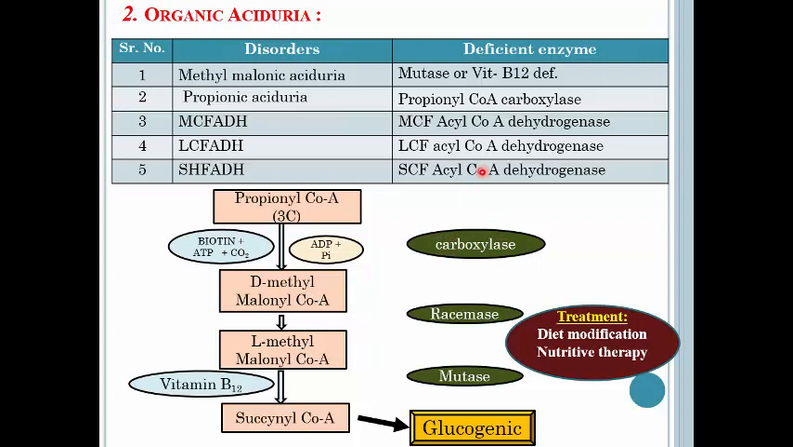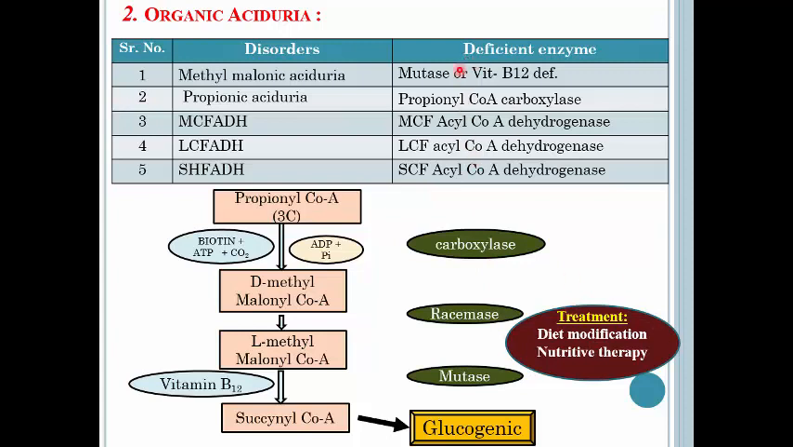Then if there is a deficiency of propionyl-CoA carboxylase, this reaction won't happen, so there will be accumulation of propionyl-CoA which will form propionic aciduria. Okay, and if there is a deficiency of medium chain, long chain, or short chain fatty acid dehydrogenase, that particular fatty acid cannot be oxidized, and ultimately that will lead to aciduria. Okay, so all these deficiencies will produce organic aciduria.